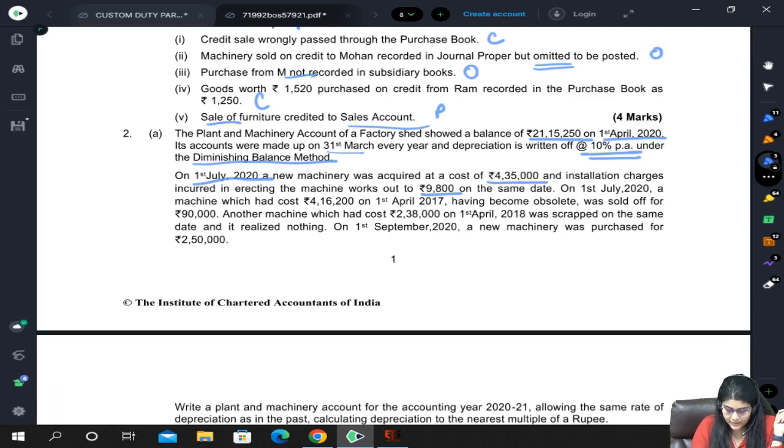So basically, while reading only, we can understand that 9,800 will be capitalized. So we will have to take.